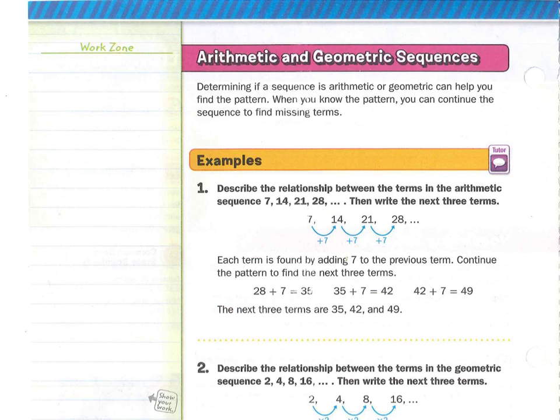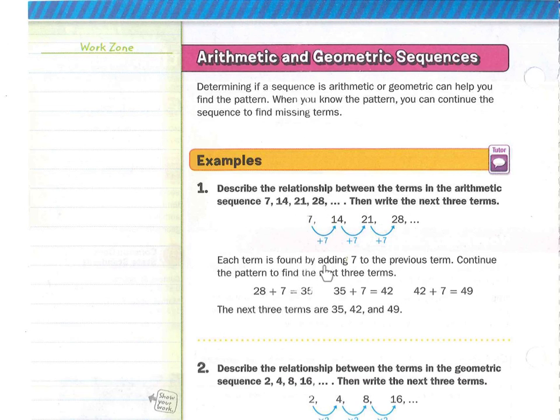Okay, now we need to talk a little bit about sequencing. Determining if a sequence is arithmetic or geometric can help you find a pattern. When you know the pattern, you can continue the sequence to find missing terms. Describe the relationship between the terms in the arithmetic sequence 7, 14, 21, 28. Then write the next 3 terms.